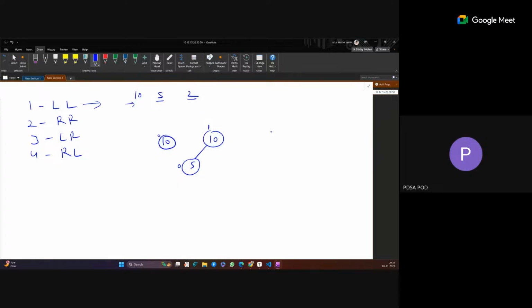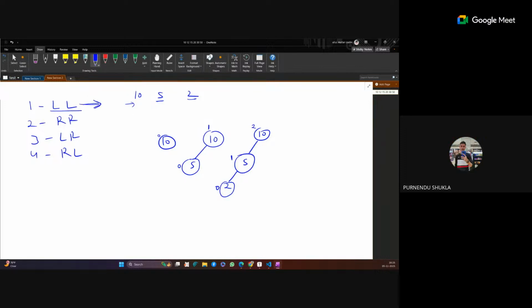Now the next node, 2. In the previous balanced tree we will add the new node. 2 is smaller than 10, and smaller than 5, so it should be added here. Now again check the balance factor for each. For 2 it is 0, for 5 the balance factor is 1 minus 0, which is 1. The balance factor for 10 is 2 minus 0, which is 2. So we got this type of situation, and this comes under the LL rotation.